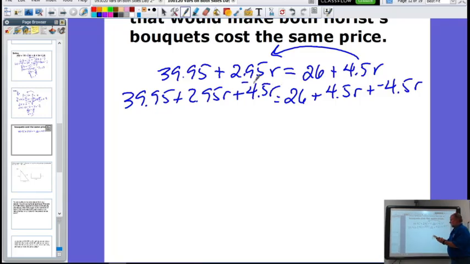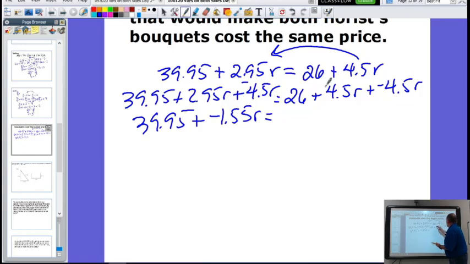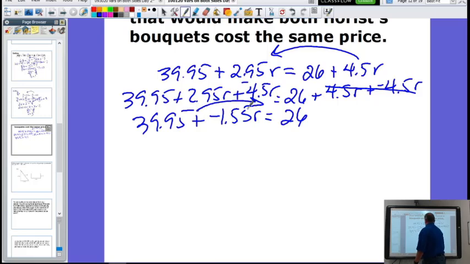So now we take our little calculator, and I've got to put these two right here together, the 2.95 and the negative 4.5. So 2.95 plus negative 4.5, enter. And you end up with 39.95 plus negative 1.55R equals. Now over here, my 4.5Rs go away and I'm left with 26. So that step is still the same. It's just my numbers look uglier, but it's still exactly the same. So now I'm going to move this 39.95 over to the 26.